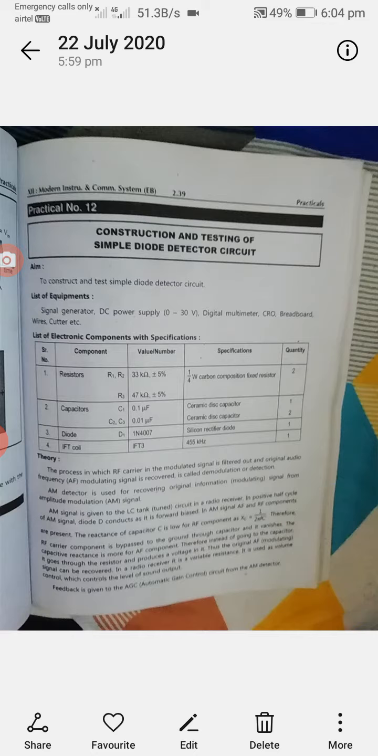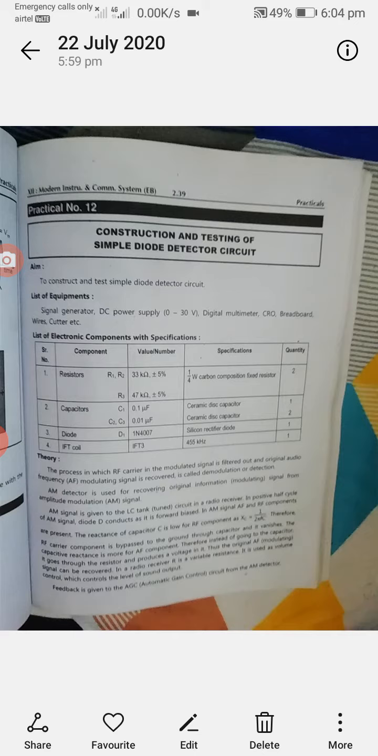Today we are going to start a new practical: construction and testing of a simple diode detector circuit. Aim: to construct and test a simple diode detector circuit.